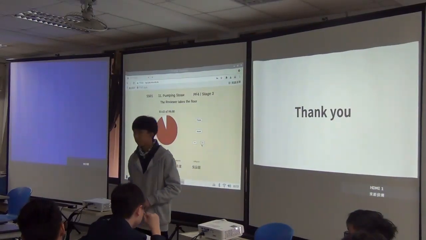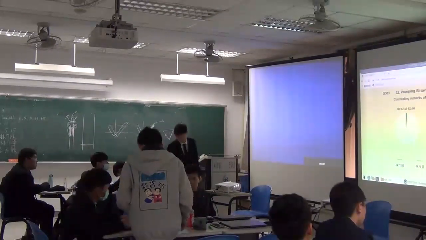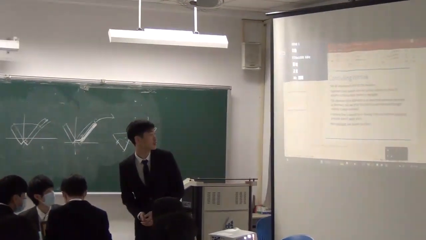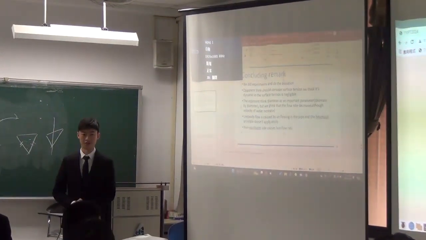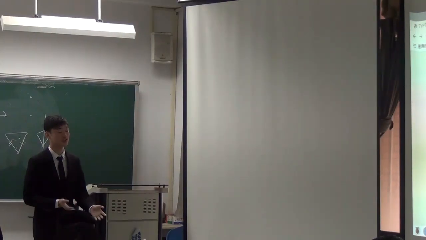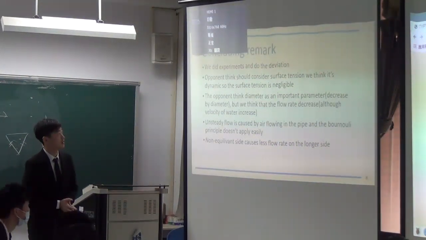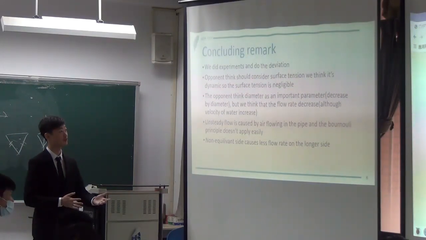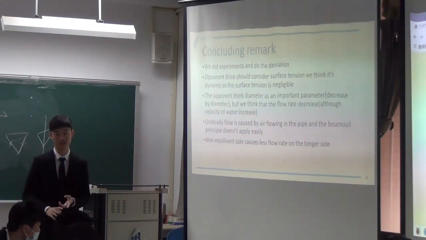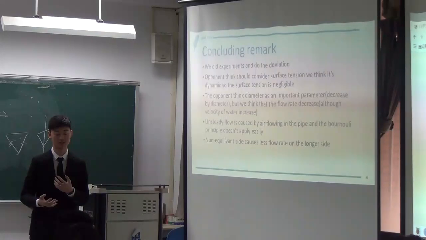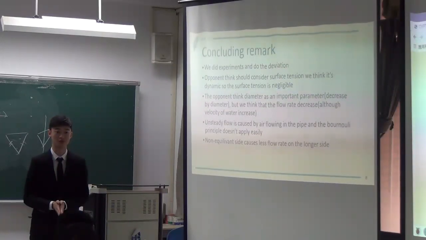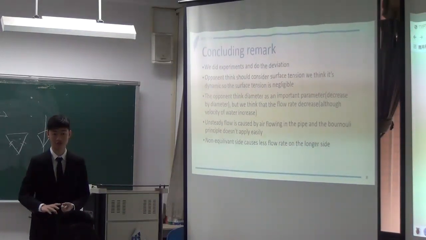Okay. Now the conclusion and remarks of our report. Okay, so here are the concluding remarks of the reporter. We did experiments and we've done the derivation and discussion. Next, we discussed that the opponents think that we should take surface tension into consideration. But we think, firstly, the system is dynamic, and surface tension only needs to be considered in a static condition, in equilibrium. So we think firstly it should be ignored.